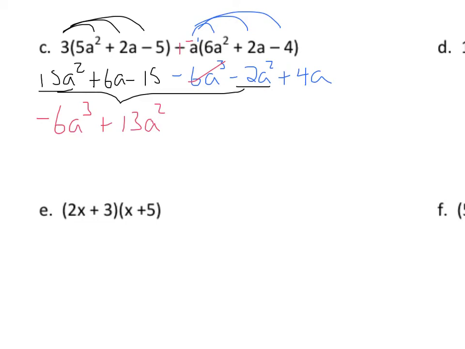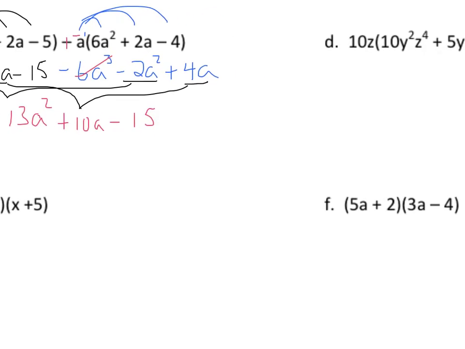Then we notice that we have a 4a and a 6a. So those two are like terms. When we put those together, we get a positive 10a. 15 is the only constant, and again it's a negative 15, so that will not combine with anything else. So now we've finished it because we had like terms to combine, and it's done.